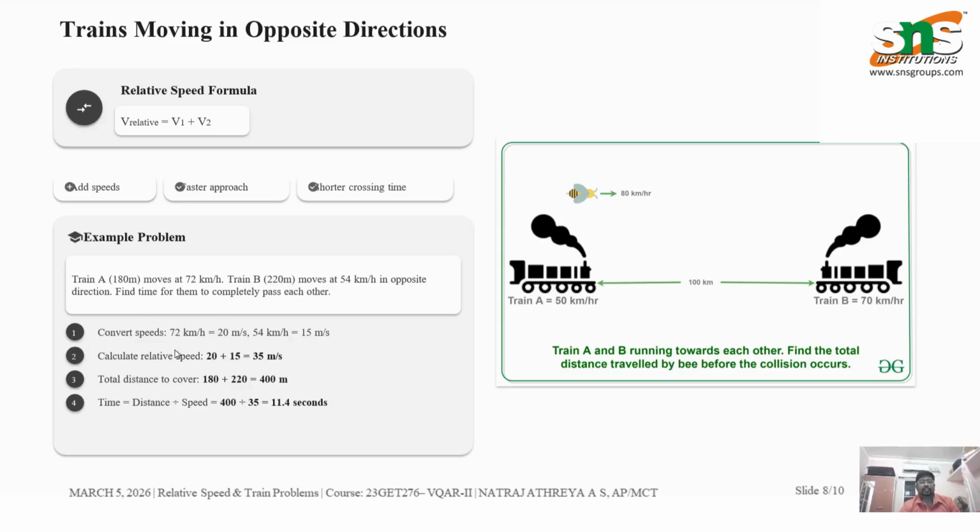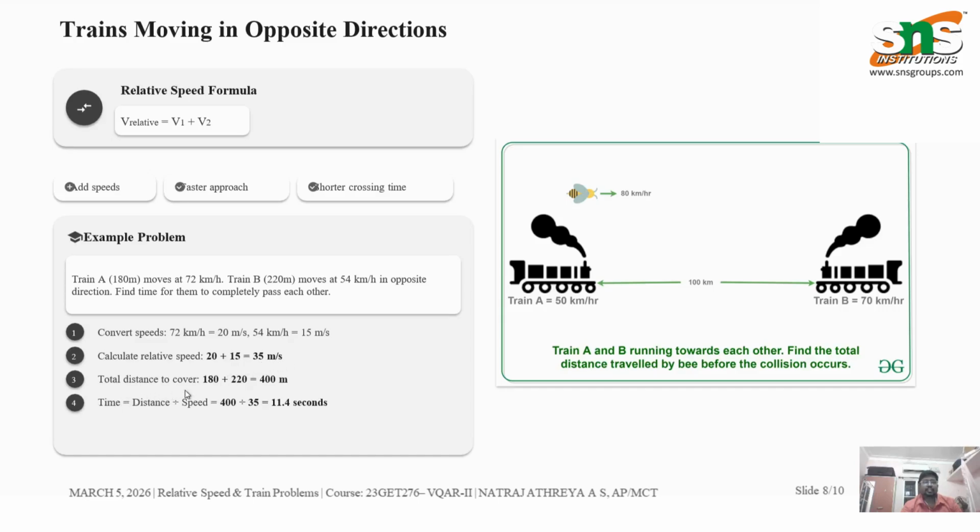Converting the speeds to meter per second, 72 kilometer per hour of train A becomes 20 meter per second, and 54 kilometer per hour of train B becomes 15 meter per second. So calculate relative speed. They are in opposite directions, so we have to sum them. So it is 35 meter per second.